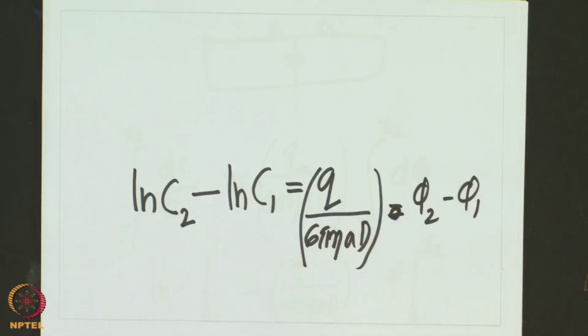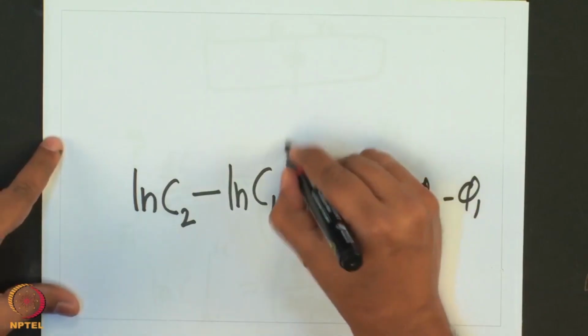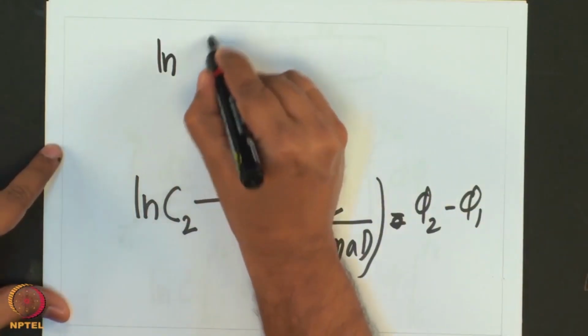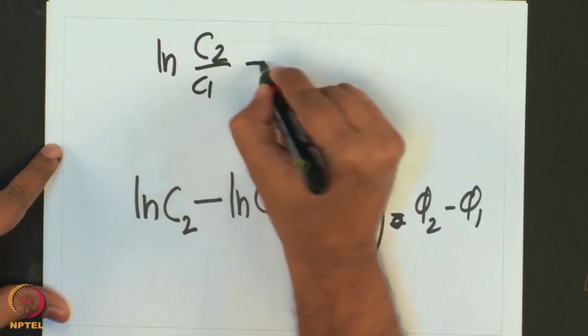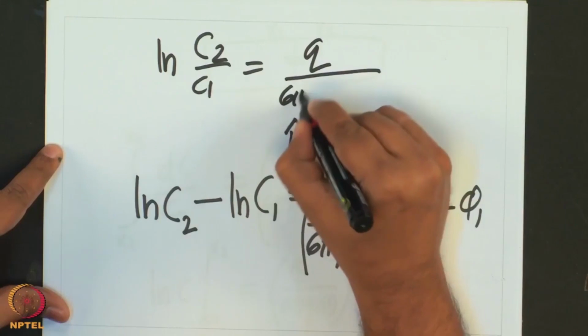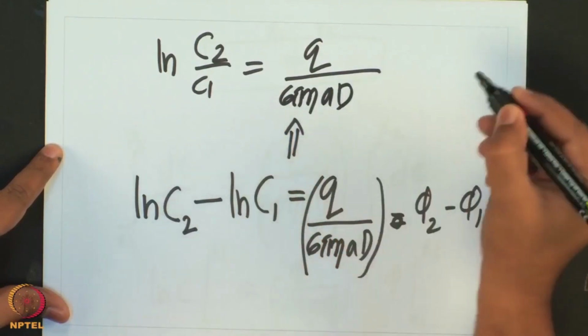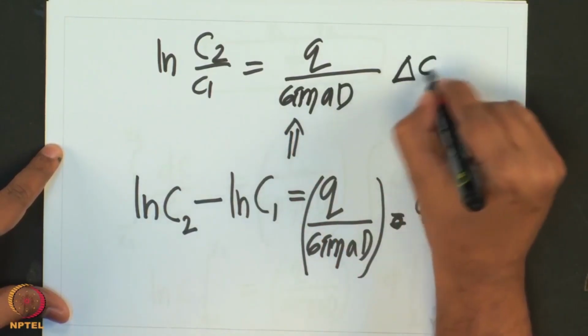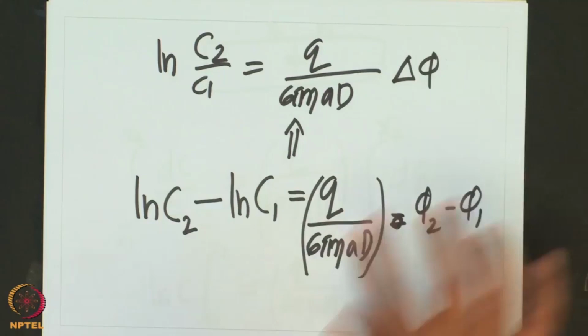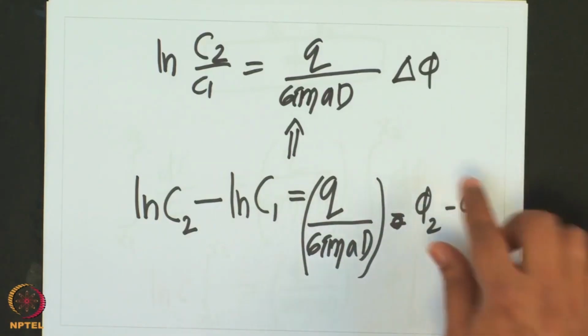This same thing I can write as log c2 by c1 is equal to q by 6 pi eta a d delta phi, which is the change in potential. So, this equation is called the Nernst equation. Let us again rewrite this a little bit more.